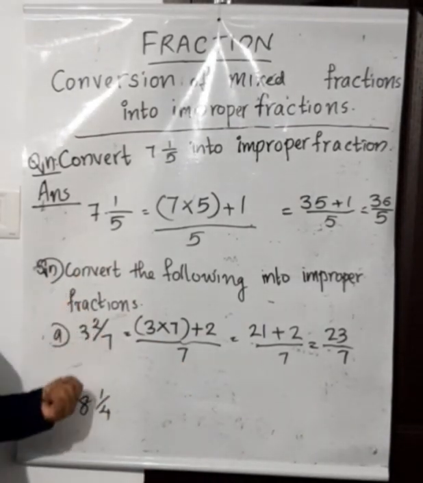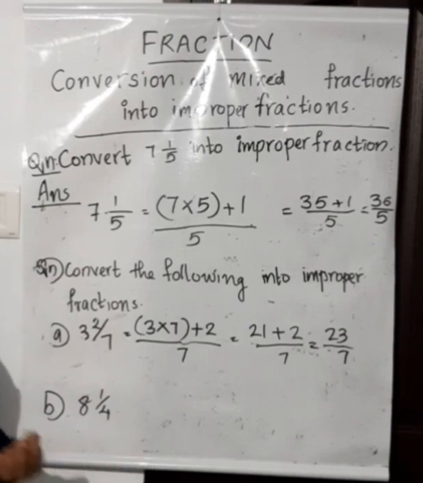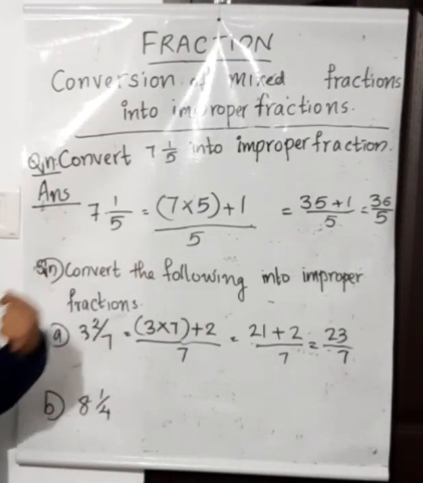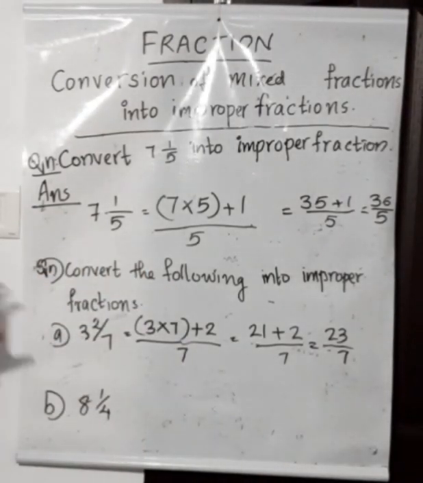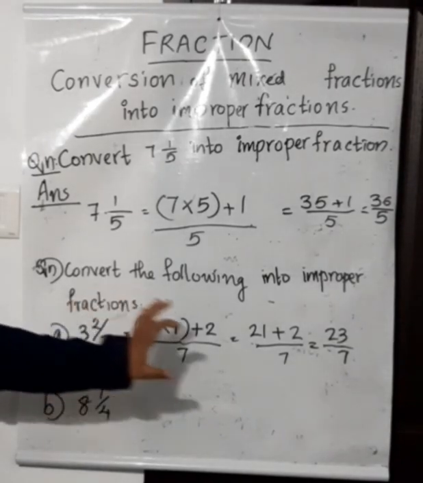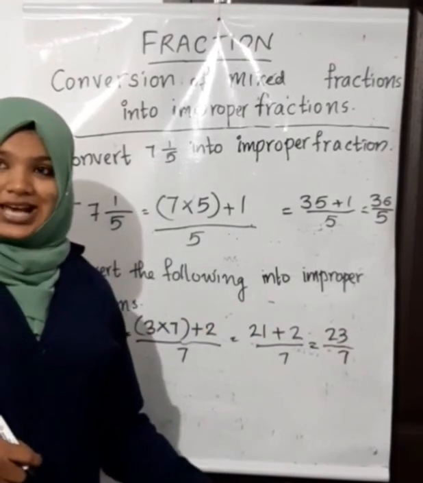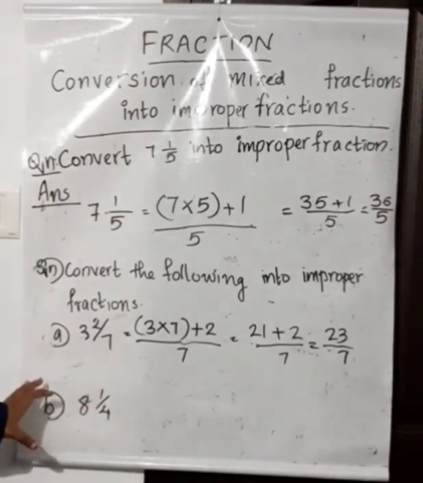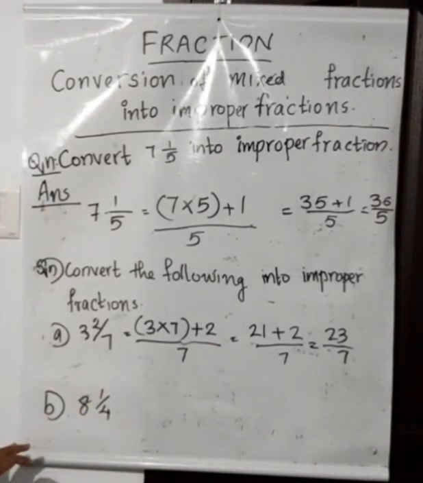Multiply the whole number by the denominator, add the numerator, all divided by the denominator. So for the first answer we got 23 by 7. And now we are going to do the second one, 8 1 by 4.